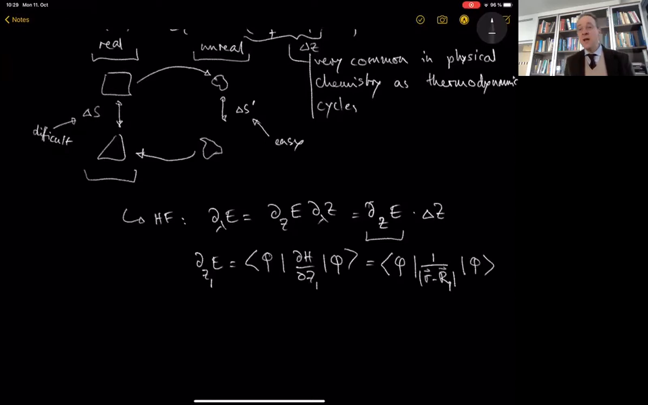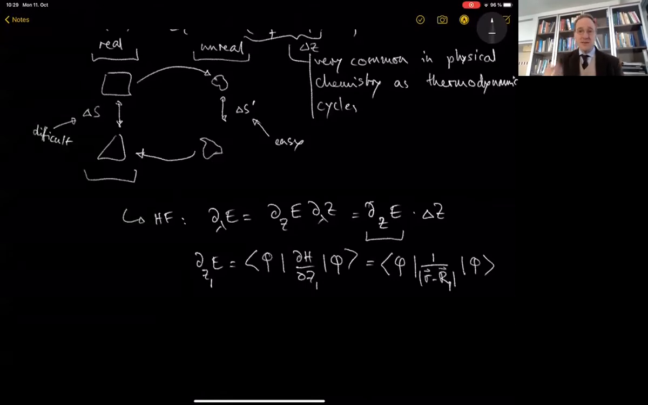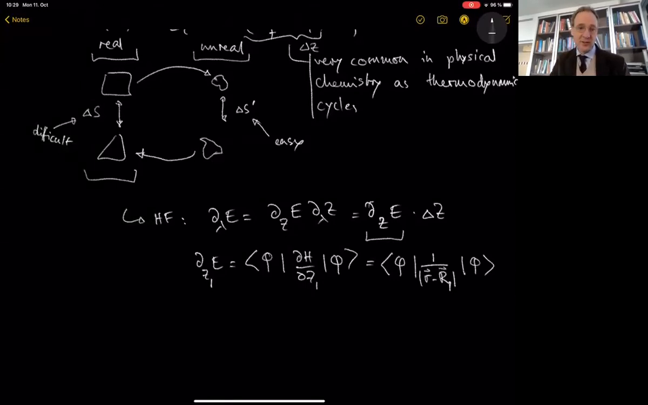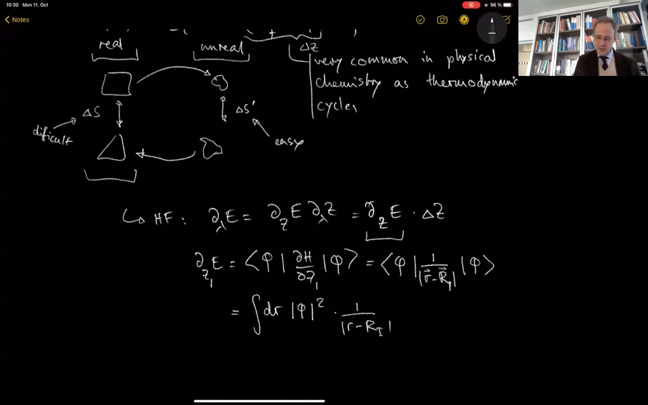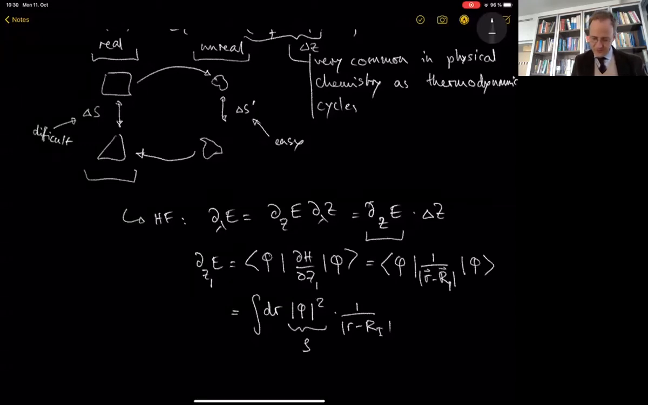Yeah. So what is this integral? Well, 1 over r is just 1 over r around the nucleus, right? It's a multiplicative potential. So this is simply your electron density, so your phi squared, right? times 1 over R. Yeah. So this is your rho.